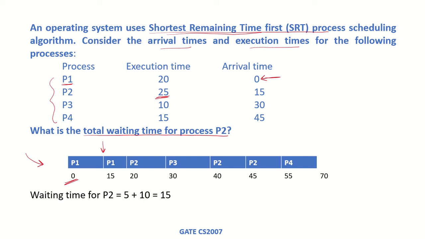Till time 15, P1 has already executed 15 time units, so only 5 time units are left for P1. Now if you compare the execution time required for P2, which is 25, and 5, going by this SRT algorithm, whichever one has the shortest remaining time will be scheduled. Since P1 has the shortest remaining time, P1 continues its execution. P1 is scheduled again and executes for 5 more time units, and now it has finished its execution, so it is out of the system.